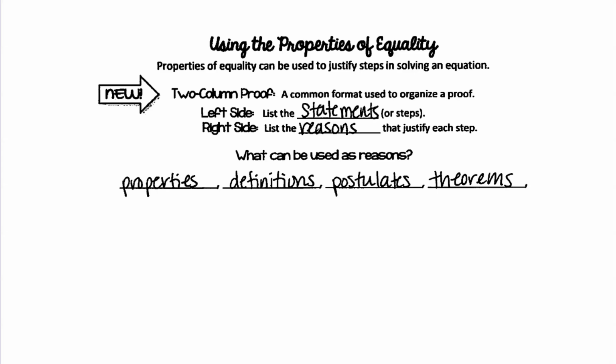A two-column proof is a common format used to organize a proof. The left side is a list of the statements or steps, and the right side is a list of the reasons that justify each step. So what can be used as reasons? Properties, definitions, postulates, and theorems. We're going to see how this works. Right now it seems a little abstract because we're not seeing it.